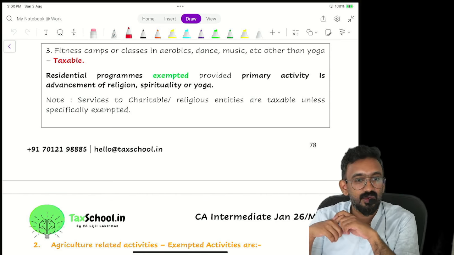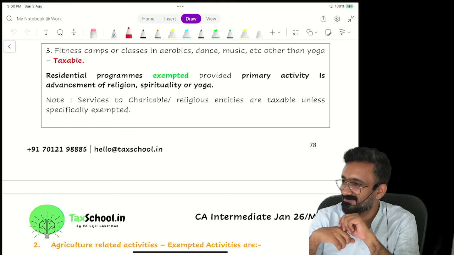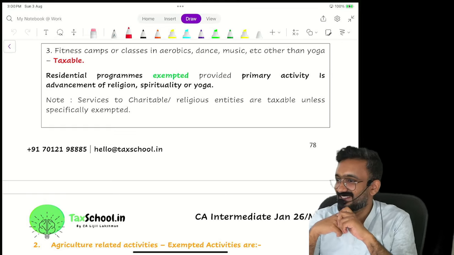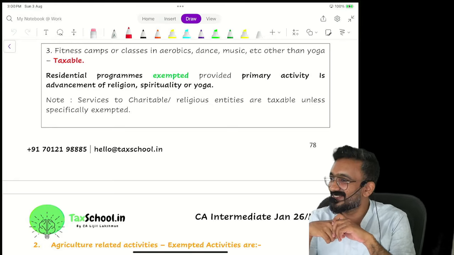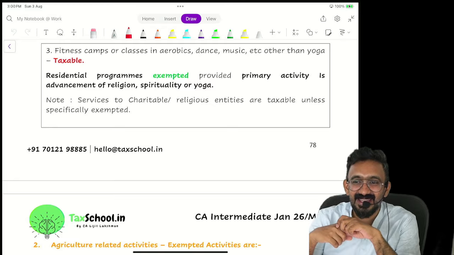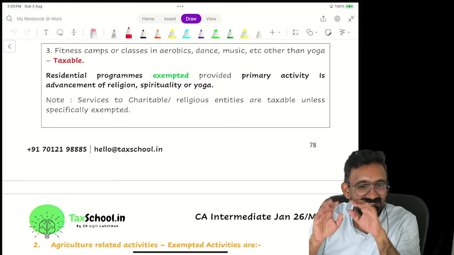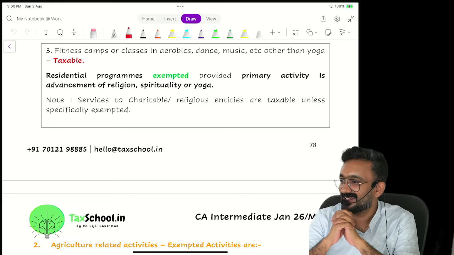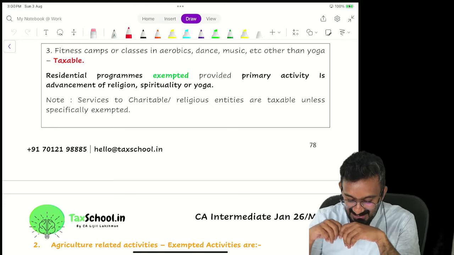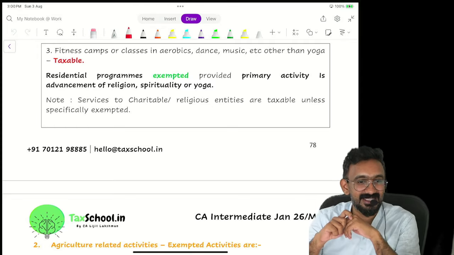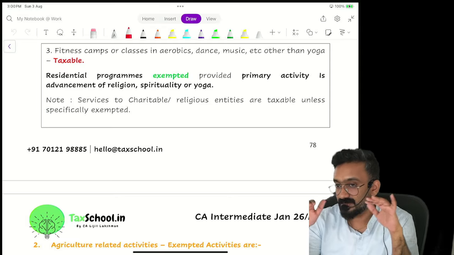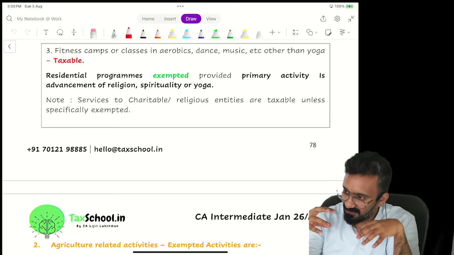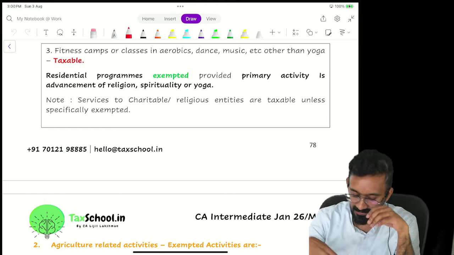You went for a Goa trip. Morning you went to a temple. Okay, evening beach. Would you get exemption? No. The primary activity is not religion, spirituality or yoga. Okay, next. Services provided to a charitable entity. Would there be an exemption for that? No. The exemption is for a specified charitable supplier and specified activity. Next question.